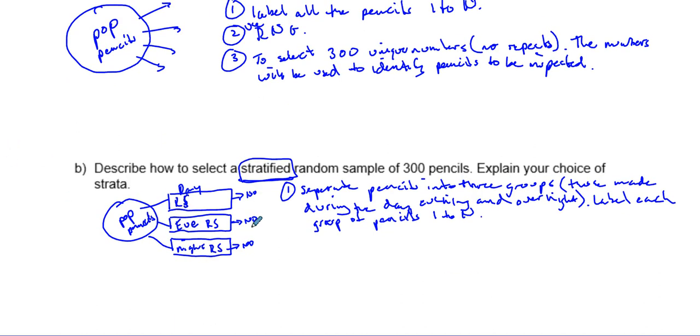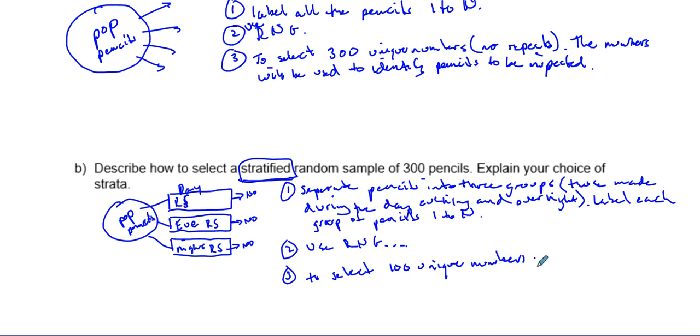Okay, now from here, we're going to use a random number generator. All right, and if we're going to continue this, I'm just separating this so you know the 3 different ways we're going to do it. To select 100 unique numbers in each group.